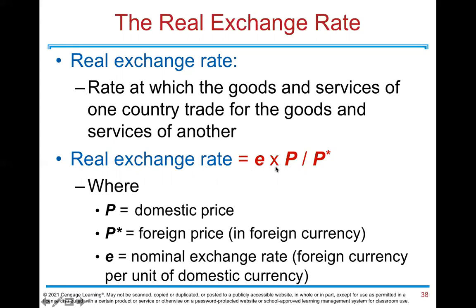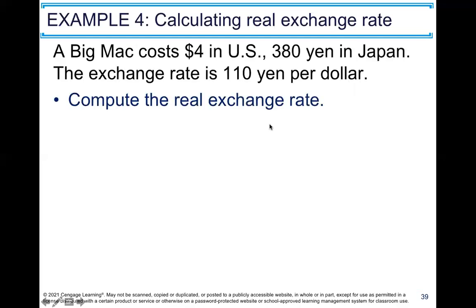And this E times P is just saying that now I've expressed the price of a good in some foreign currency. Let's say that it's a Big Mac, and now I know what this Big Mac costs in euros. And we're going to divide it by the price of a Big Mac in euros. These two things should be the same number, but they're frequently not, and we'll see why that happens in a bit. Okay, so we're going to talk about Big Macs.